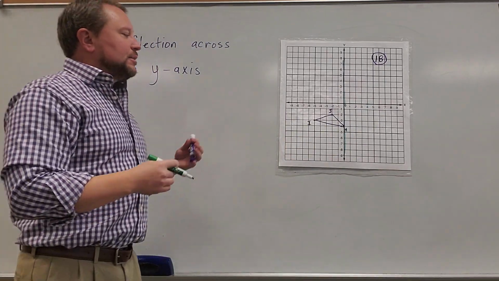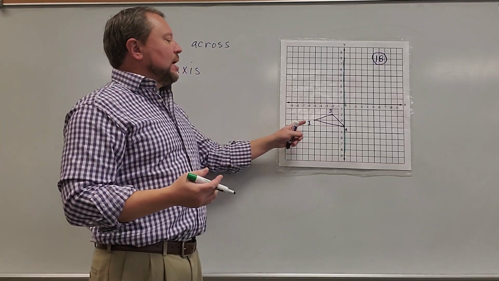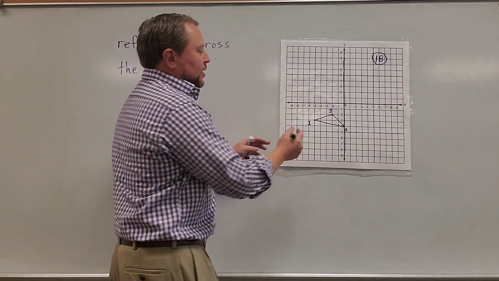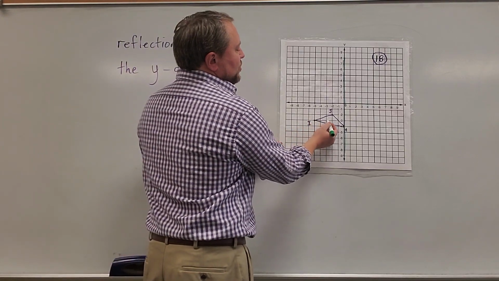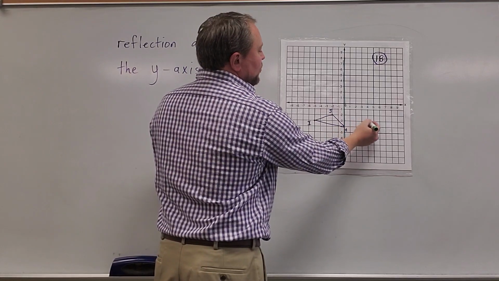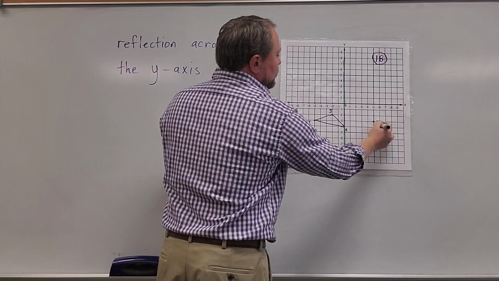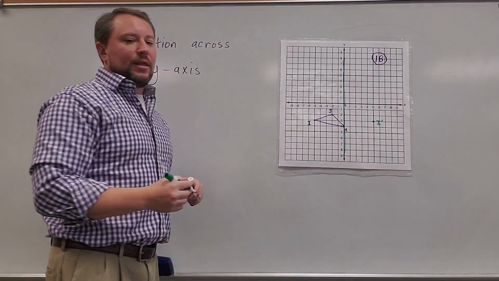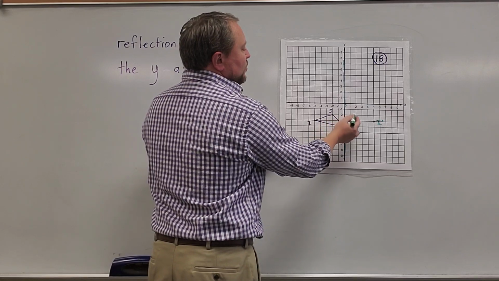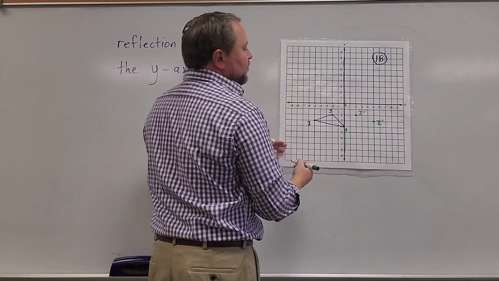Other than that, it's the same concept. So we just have to figure out how far each point is away from our line of reflection. I, you can see here, is 1, 2, 3, 4, 5 units away. So I go 1, 2, 3, 4, 5 units on this side. So there's my new I prime. J is 1, 2 units away. So 1, 2 on this side would land him right there.